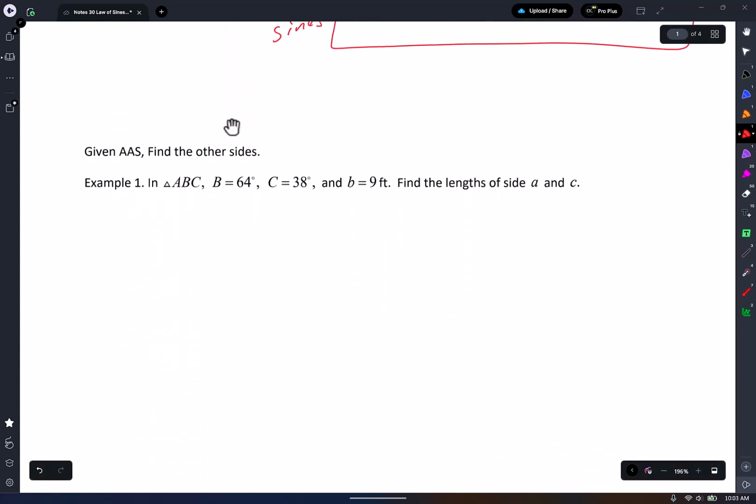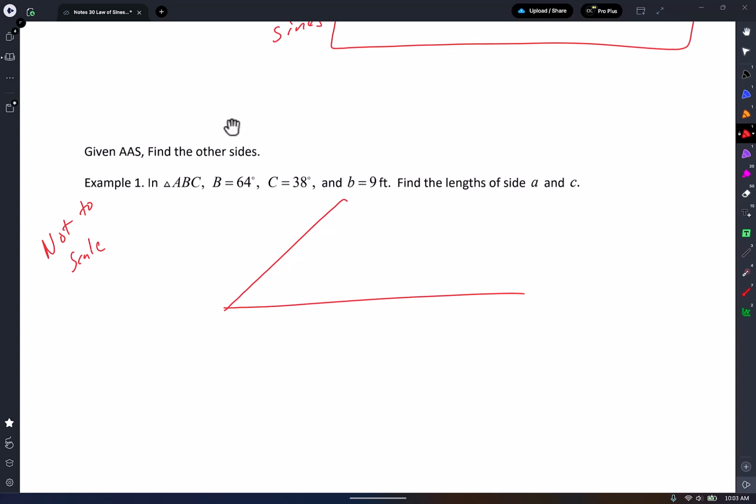I have a triangle. I'm going to put not to scale. I'm just going to draw a random triangle, A, B, C. And it says angle B is 64 degrees, so I come over here, 64 degrees. Angle C is 38 degrees, so come here, 38 degrees. And little b is 9 feet. So here's little b, this is 9 feet. This is little a, I don't know what that is. This is little c, I don't know what that is. Find length side A and side C.